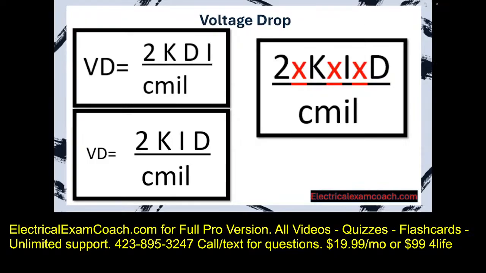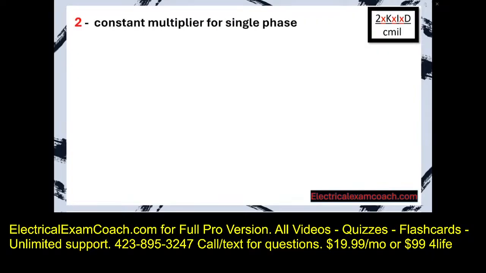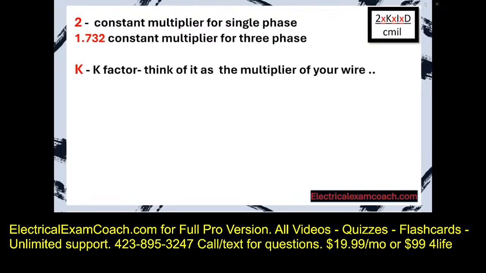Now let's learn what each one of these individual pieces mean. 2 is going to be our constant multiplier for single phase. If we're doing 3-phase, we're going to use 1.732 as our multiplier. K is going to be the K factor, and I want you to think of it like a multiplier for your wire.